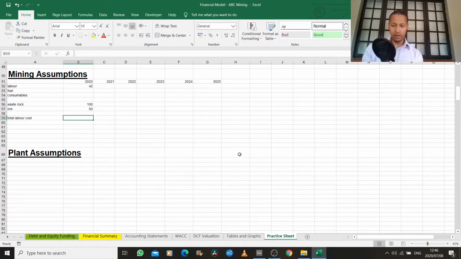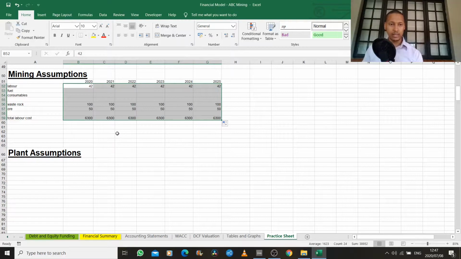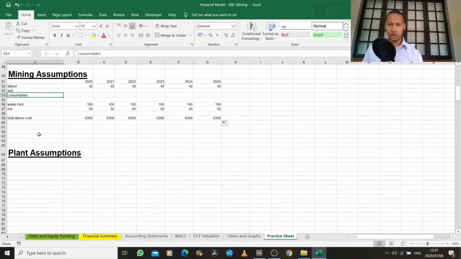would just be a matter of 42 Rand per ton moved, okay? So you multiply that with the total number of tons, which is 100 tons of waste rock and 50 tons of ore. And then that gives you your total labor cost. And you can assume that these units are in millions of tons, but this is just for illustrative purposes. And then you'd project that forward in your model. You'd do the same thing for your fuel cost and your consumable cost.